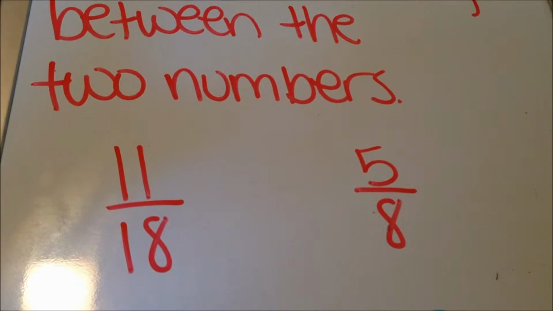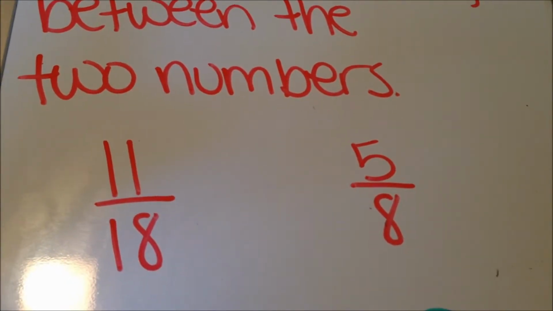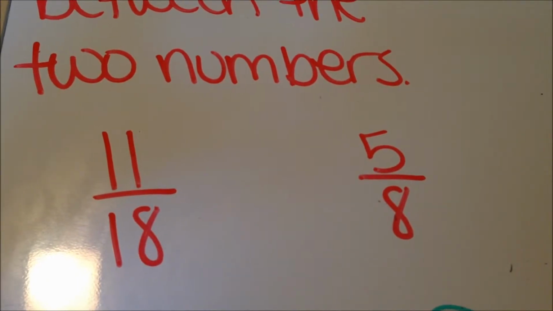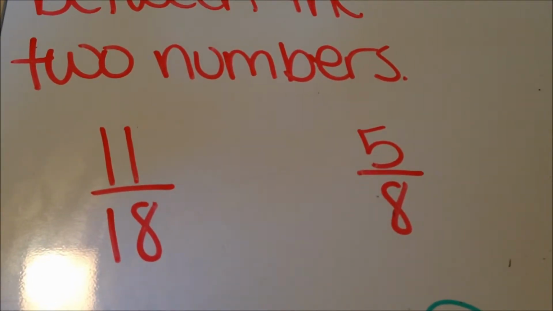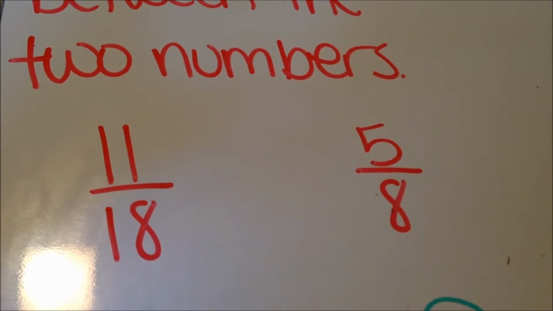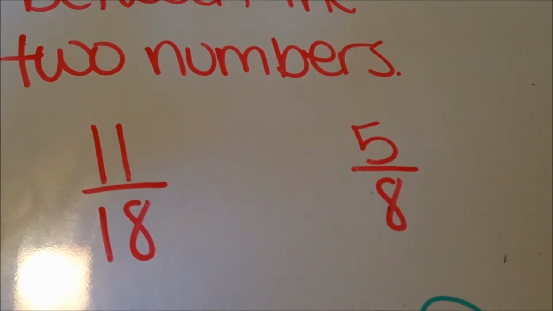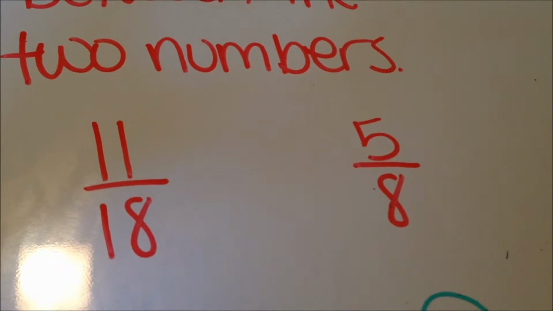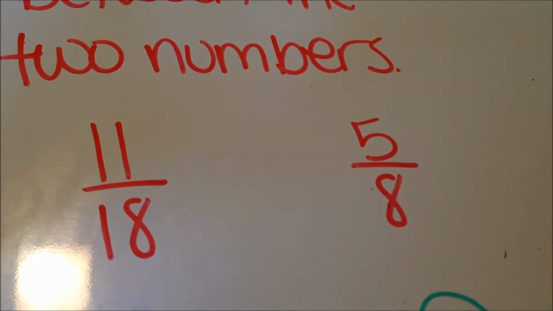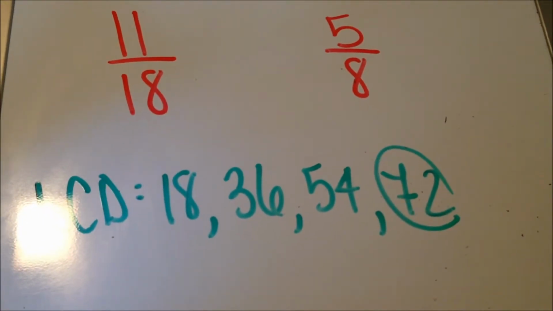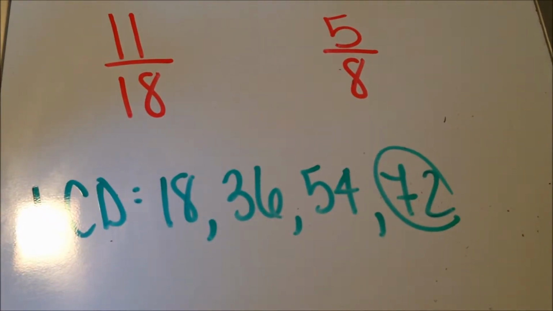In order for you to determine which of the two fractions is larger, you must first find the LCD. Remember, in order to find the LCD quickly, you take the larger of the two numbers, which is 18, and you do multiples of it until you end up with a number that also works for 8. So 18 times 1, 18 times 2, times 3, times 4, and so on.